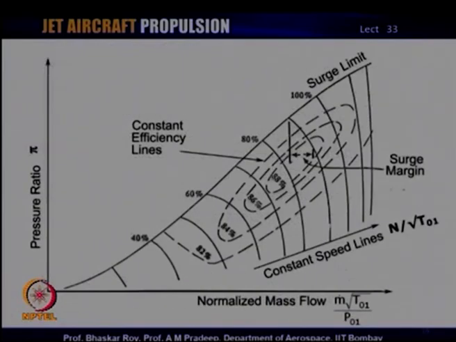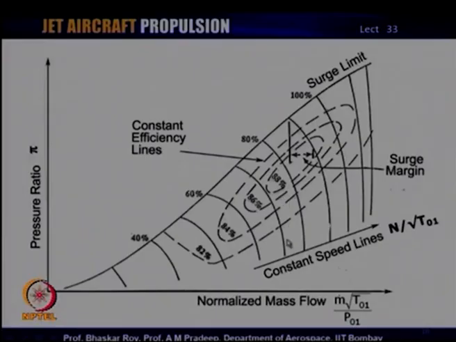If we look at the compressor map, we see the mass flow parameter that we have defined, the pressure ratio on the y axis, and then the constant speed lines, which are now in terms of N by root T 01. So, these speed lines are corrected for the temperature, which could vary from operating point to operating point. And of course, a typical compressor performance graph is shown here.